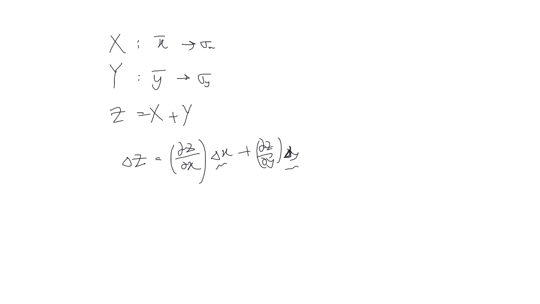So now we have sigma x as the uncertainty, to represent the uncertainty in x. So you can use sigma x here and sigma y here. Okay.